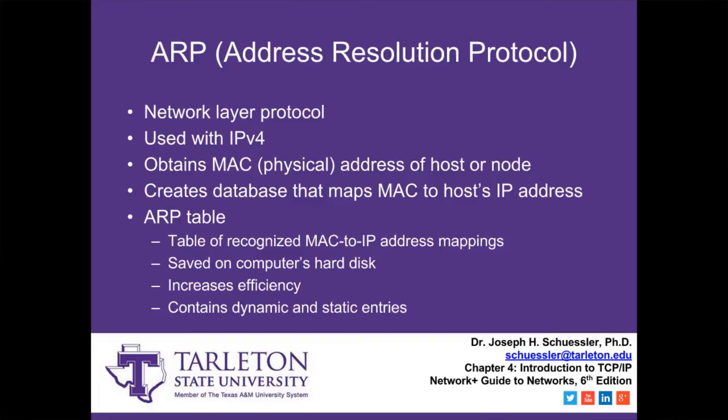ARP is another network layer protocol used with IP version 4. This is what allows us to resolve MAC addresses to IP addresses. It basically creates a database that maps the MAC address to the IP address. An ARP table is maintained on the client, and this is what keeps track of those different addresses and helps to increase the efficiency of communication on a local segment.